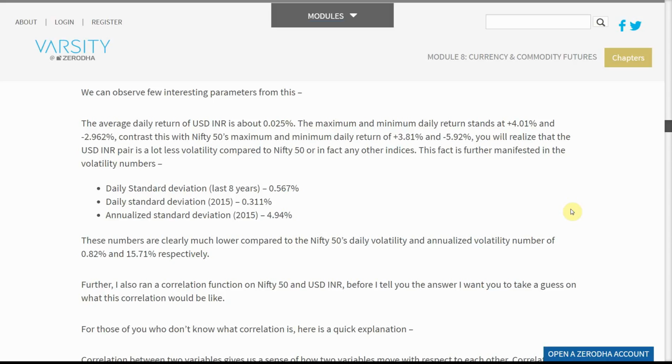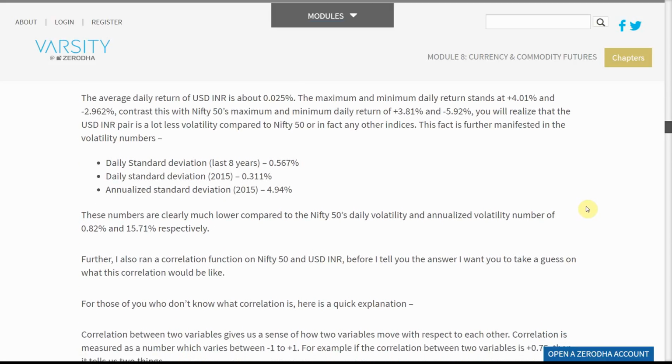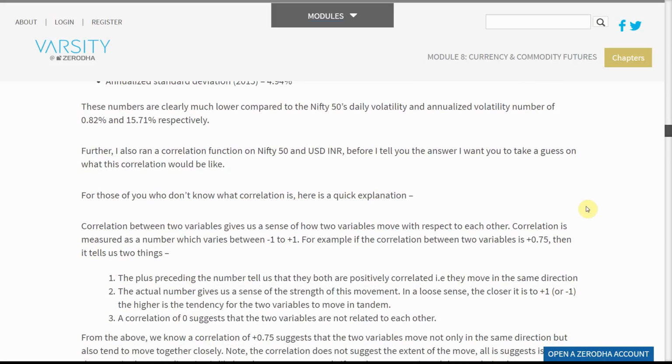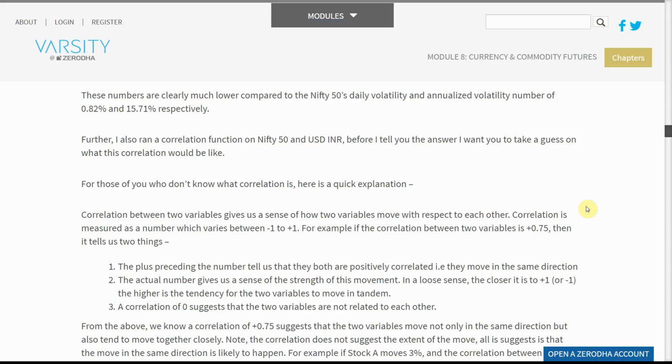Daily standard deviation, last 8 years, 0.567%. Daily standard deviation, 2015, 0.311%. Annualized standard deviation, 2015, 4.94%. These numbers are clearly much lower compared to the Nifty 50's daily volatility and annualized volatility numbers of 0.82% and 15.71% respectively. Further, I also ran a correlation function on Nifty 50 and USD-INR. Before I tell you the answer, I want you to take a guess on what this correlation would be like.